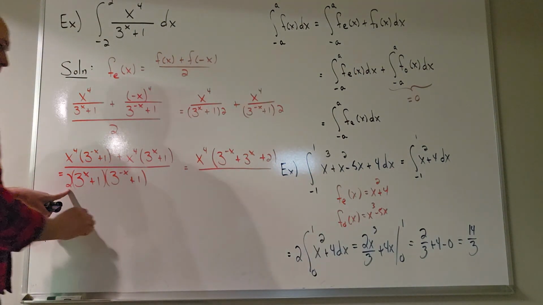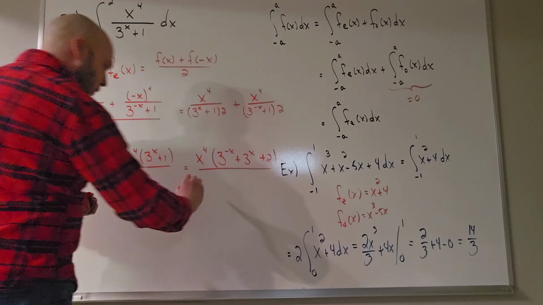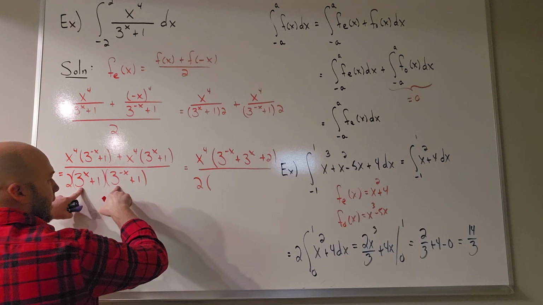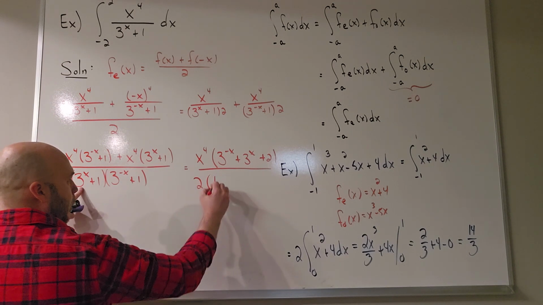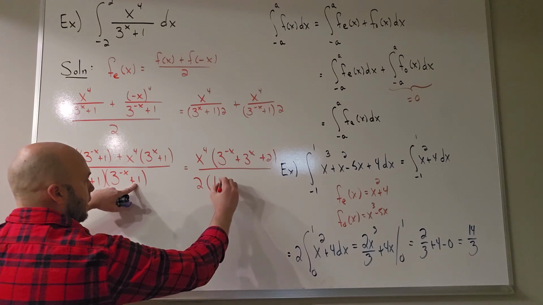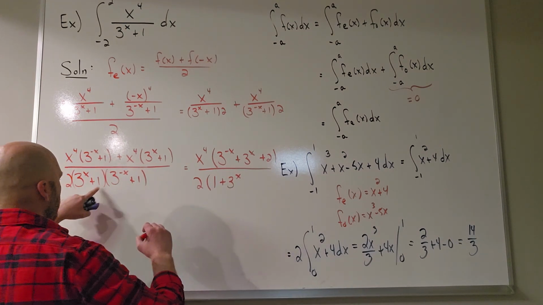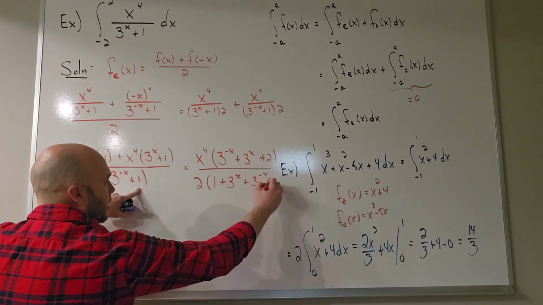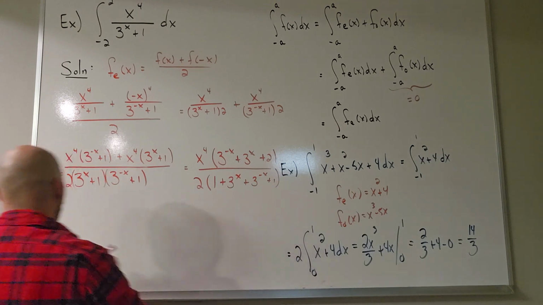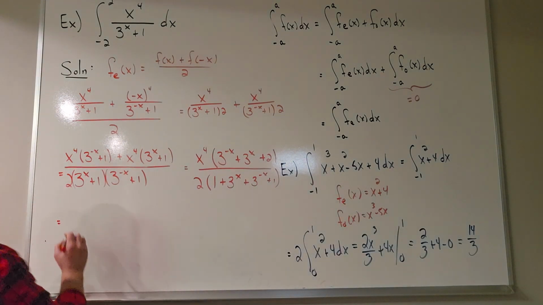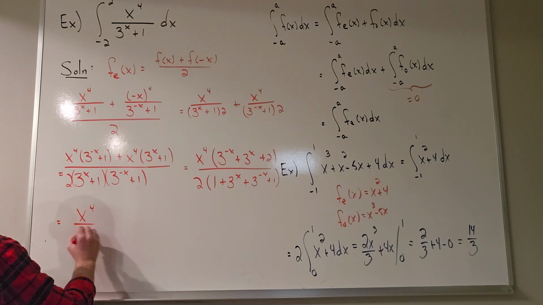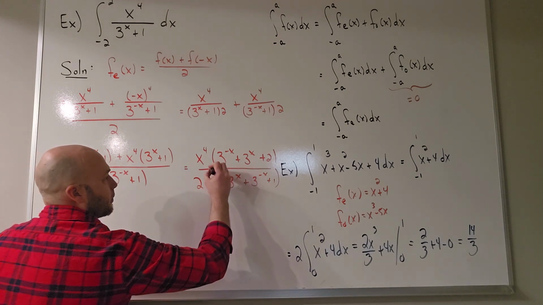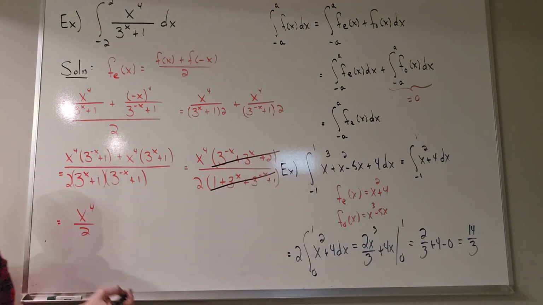And then down here, I'm going to FOIL that. So I'd have 2 times, 3^x times 3^(-x) would be 3^0, which is 1. 3^x times 1 would be 3^x. 1 times 3^(-x) would be plus 3^(-x). 1 and 1 would give you a plus 1. And notice that the even part of this is x^4 over 2, because that and that cancel.